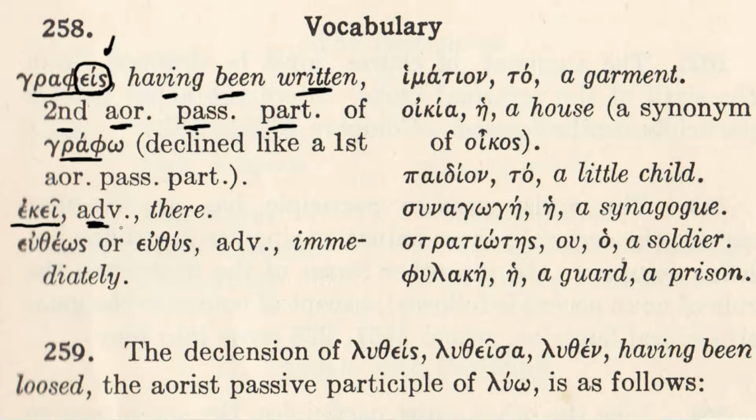It never comes in any other form than what you see right here, and it simply means there. The next word we have is eutheos and euthus. These are synonymous. There's no difference that I'm aware of in the meaning between the two words. It simply means immediately. It is also an adverb, and so you'll never find it in any other form.